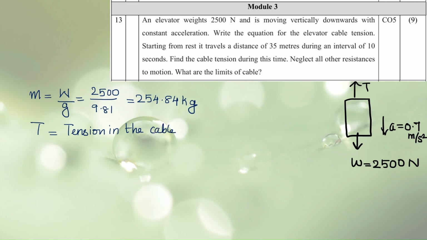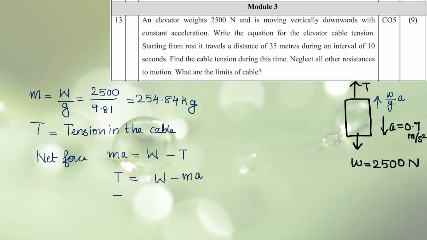Next I need to apply Newton's second law of motion. Here the acceleration or the movement of the lift is in the downward direction, so my inertia force is acting in the upward direction, that is W by g into a, acting upward. So I can write the net force, mass into acceleration, is equal to W minus T, and from this we can write the equation for tension, that is W minus mass into acceleration.